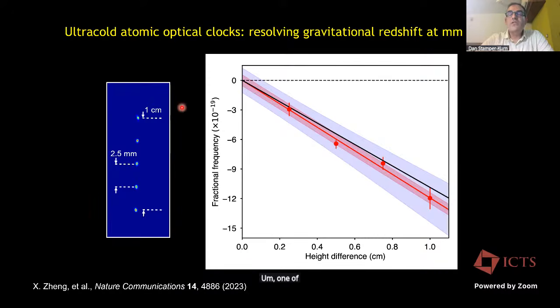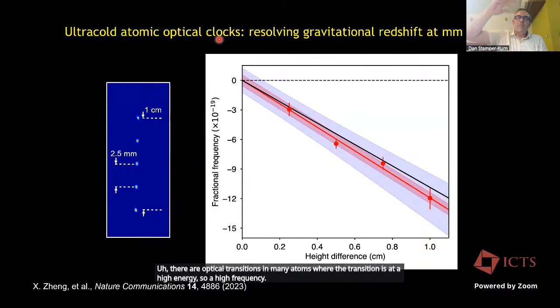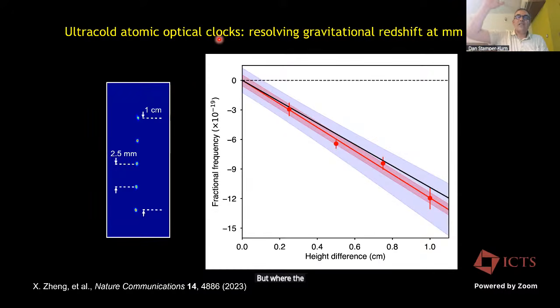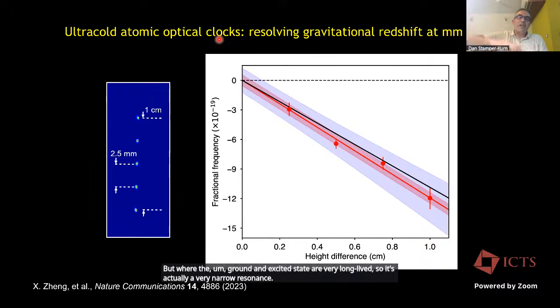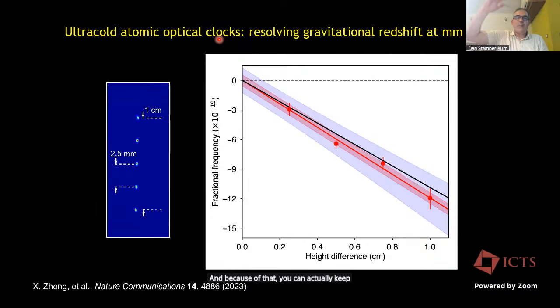One of the most sensitive measurement devices that we as people have ever made is the optical atomic clock. I didn't have a slide that explains this very clearly, but there are optical transitions in many atoms where the transition is at a high energy, so a high frequency, but where the ground and excited state are very long-lived, so it's actually a very narrow resonance.